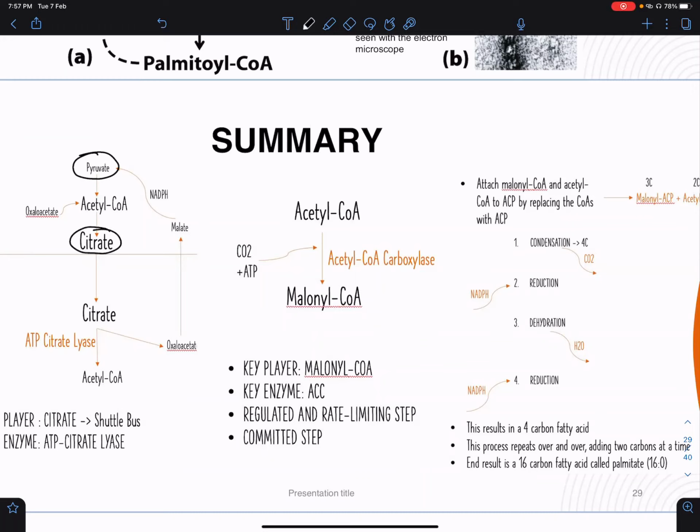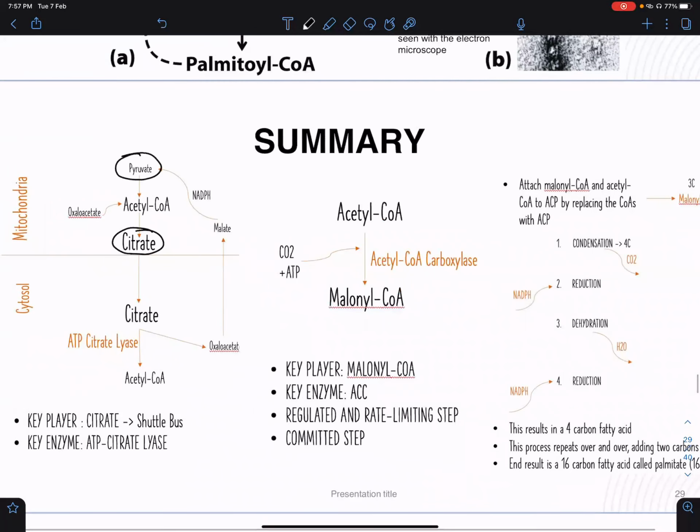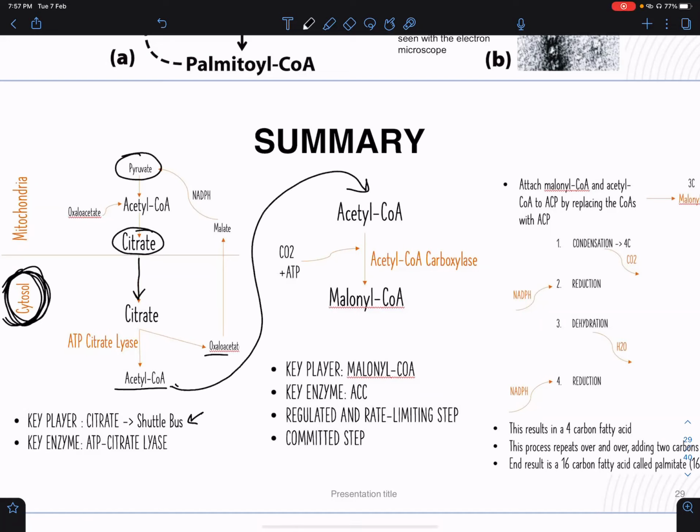Now, acetyl-CoA is impermeable to the mitochondrial membrane. So instead of traveling out on its own, it needs to travel with the help of citrate. So citrate acts as the shuttle bus and travels to the cytosol where fatty acid synthesis takes place. Okay, this is very important. Now citrate breaks up again into acetyl-CoA and oxaloacetate. Now we take this acetyl-CoA that we got. It's going to be converted into malonyl-CoA with the help of ACC, which is the rate-limiting regulated enzyme. And this is the committed step.